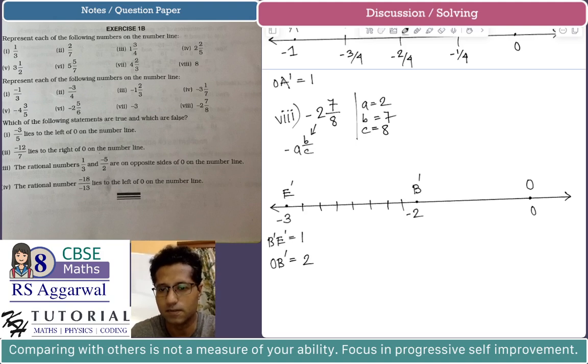We will consider the marking which represents 7 such equal parts from B dash to the left hand side. So 1, 2, 3, 4, 5, 6. Now 1, 2, 3, 4, 5, 6, 7. So this is P dash. This marking represents P dash, and P dash will represent the rational number minus 2 and 7 by 8.